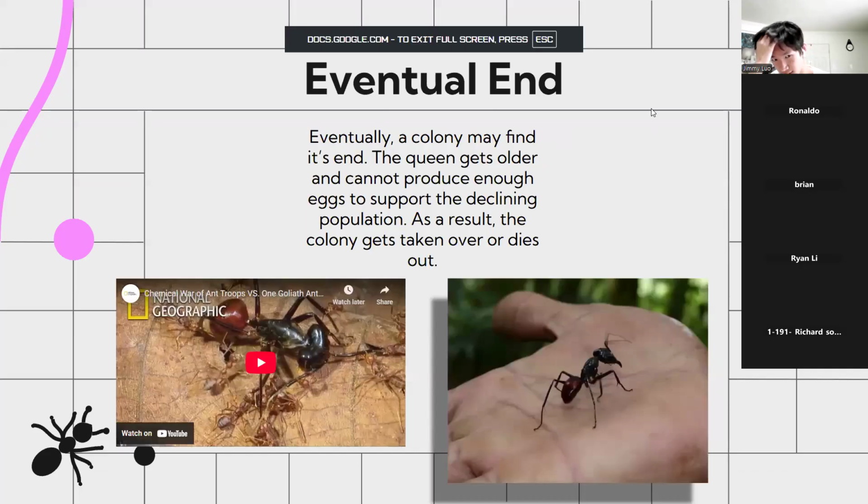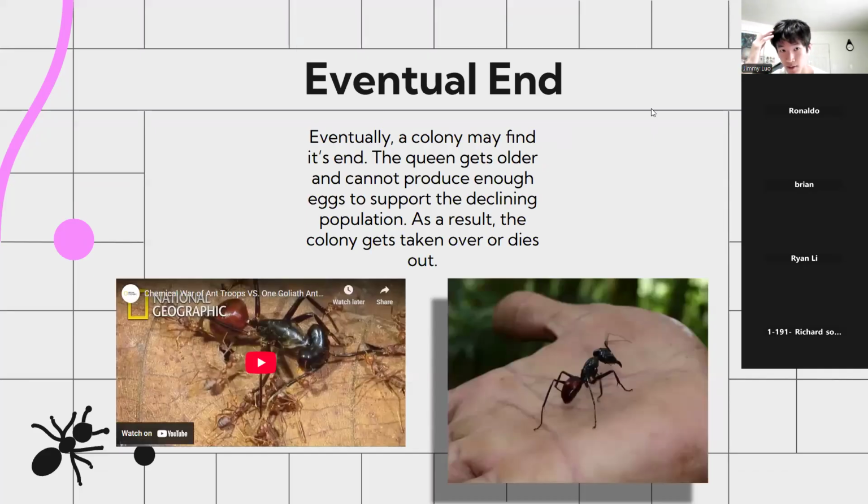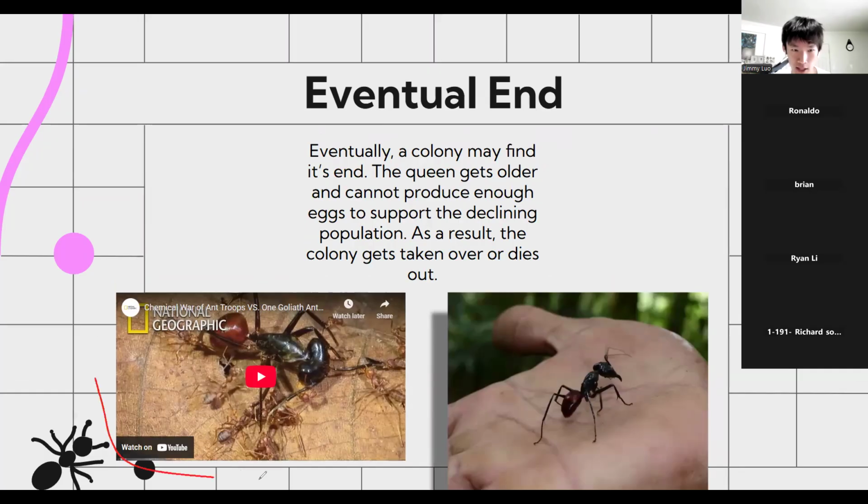Eventually, ant colonies actually end, right? Eventually, a queen gets old and she can't produce enough eggs to support the declining population. And as a result, the colony either dies out or it gets taken over by other ants. So we have a video right here of an ant being killed.